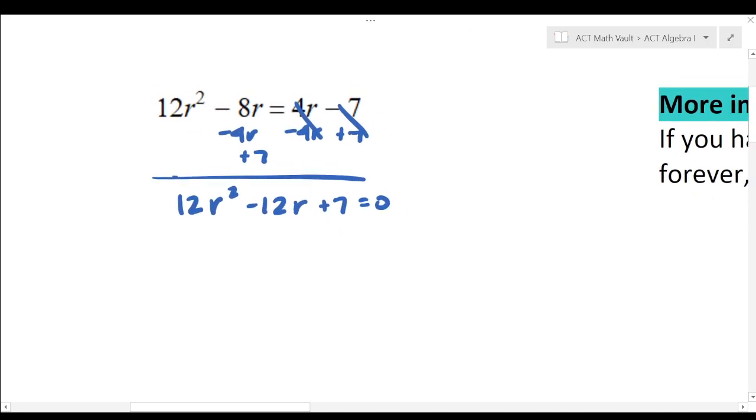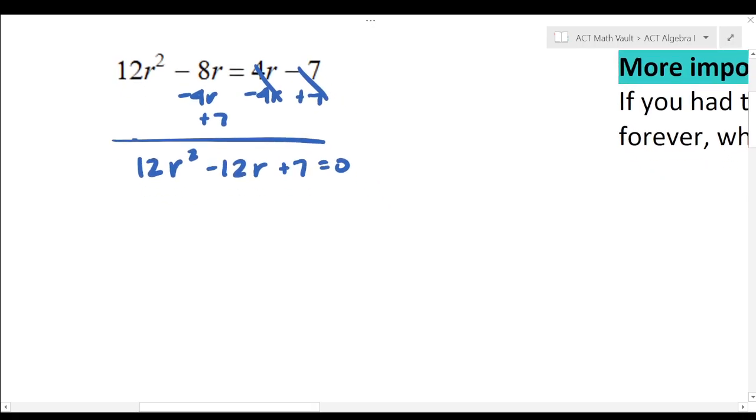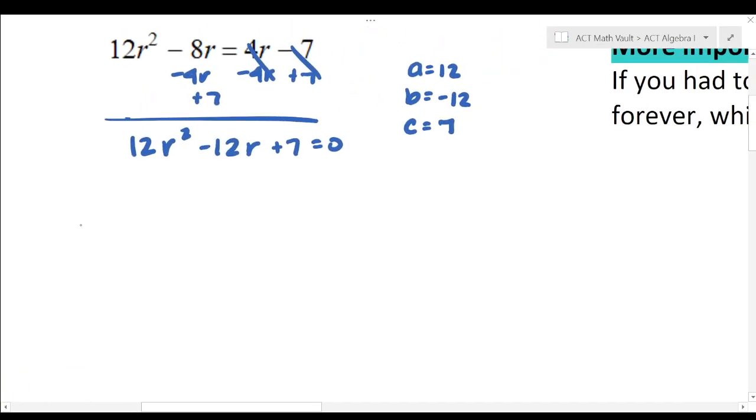Okay, so I'm kind of double checking myself, making sure I'm not missing negatives, because like I said, the whole thing would be wrong if I was. So it looks like my A here is 12, B is negative 12, C is 7. And I'm just going to plug it into the formula.